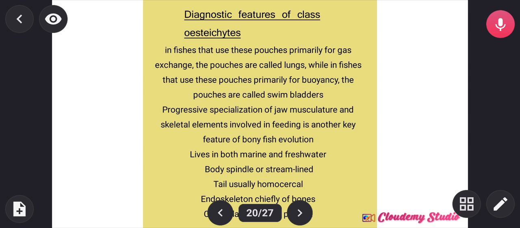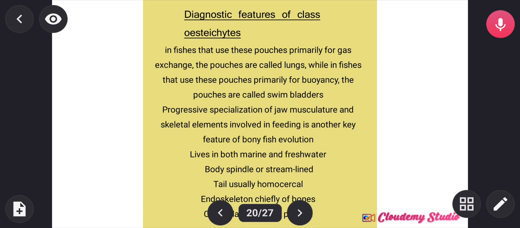I think I've shown you what the swim bladder is in one of our videos before, where we talked about adaptation of the fishes. So it is called swim bladder in those that use it for buoyancy, and it is called lungs in those that use it for what? For respiration. So they live in both marine and freshwater.